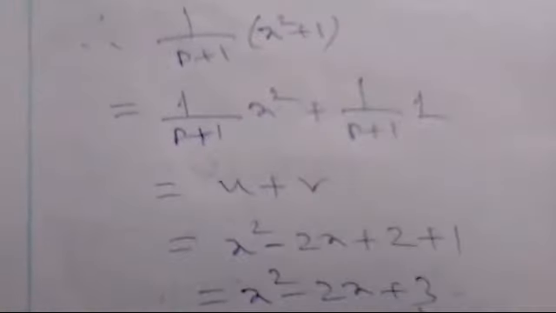and therefore 1 by D plus 1 of x square plus 1, we take in this form of 1 by D plus 1 x square plus 1 by D plus 1 1, that is u plus v, is equal to, finally we write x square minus 2x plus 2 plus 1, that is x square minus 2x plus 3. So in this way we solve this type of problem.